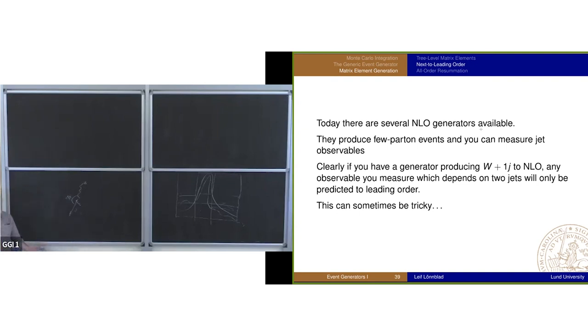Typically, what you would do experimentally is find the largest jet in your event and look at this. And then you're smart, so you actually take the W plus two jets to next to leading order. And then your prediction for this delta phi, whatever it looks like, will be correct to next to leading order. Everywhere?